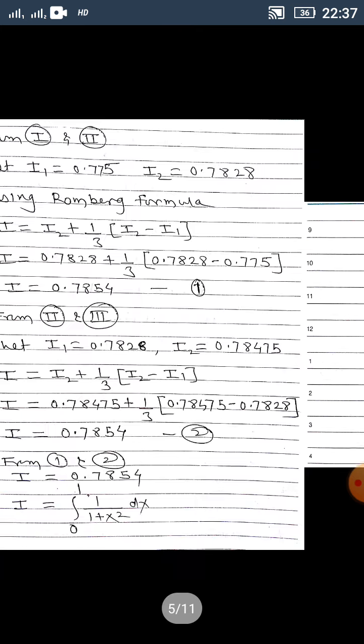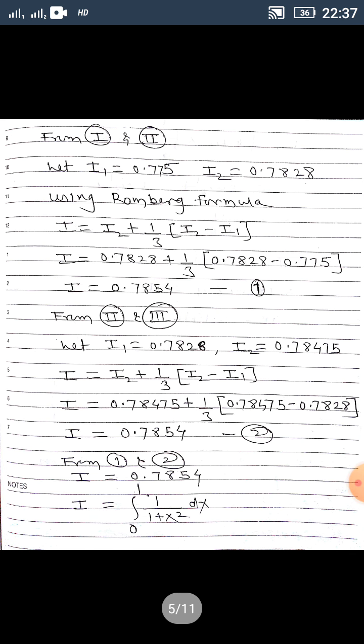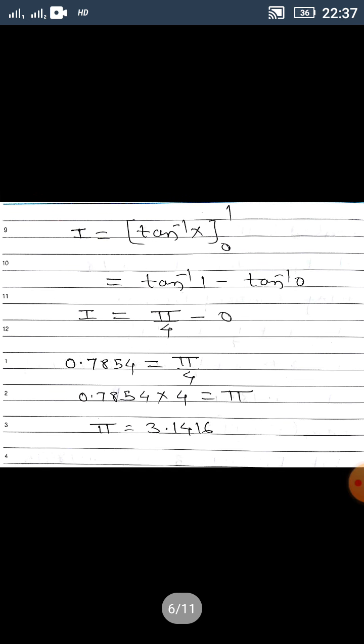Now what is I? That we have calculated, that is 0.7854. Substitute it. Now cross multiplication, 4 multiplied by 0.7854, the simplification will be 3.1416. This is the value. Okay, the pi value comes as 3.1416. So this is the Romberg's integration. In this way we have to calculate.